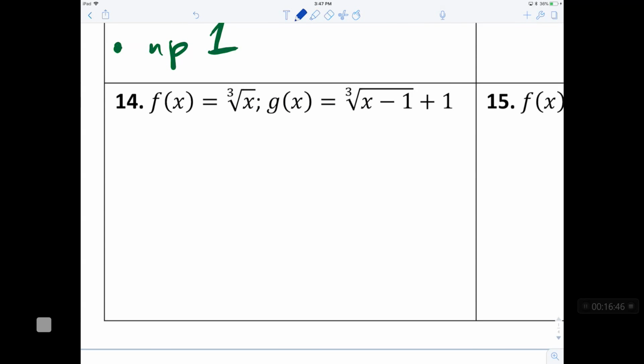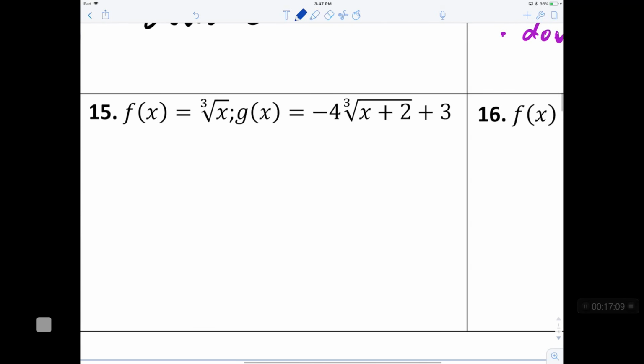Same, I'm looking for the same thing, so this tells me I'm going to go right 1. There's no horizontal stretch or compression, no horizontal reflection, no vertical reflection, no vertical stretch or compression, but there is a shift up 1. Okay, let's move on to 15.